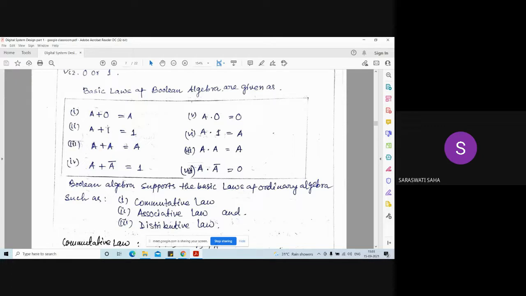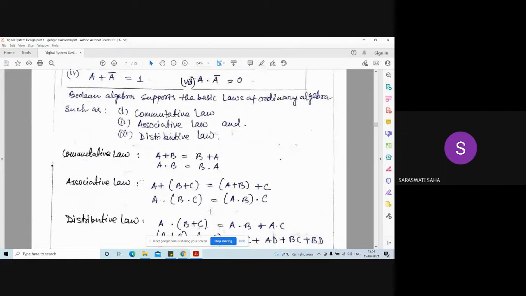Here, if we replace this 1 with 0, what will be the result? A dot 0 gives us 0. Here A plus A is A, same. A plus A bar is 1, here only 0. So, this property is known as the dual property of Boolean algebra. Just replace 1 with 0 and 0 with 1, you will get the result. When both are A, you will get A on both sides, in OR operation and AND operation. Okay.